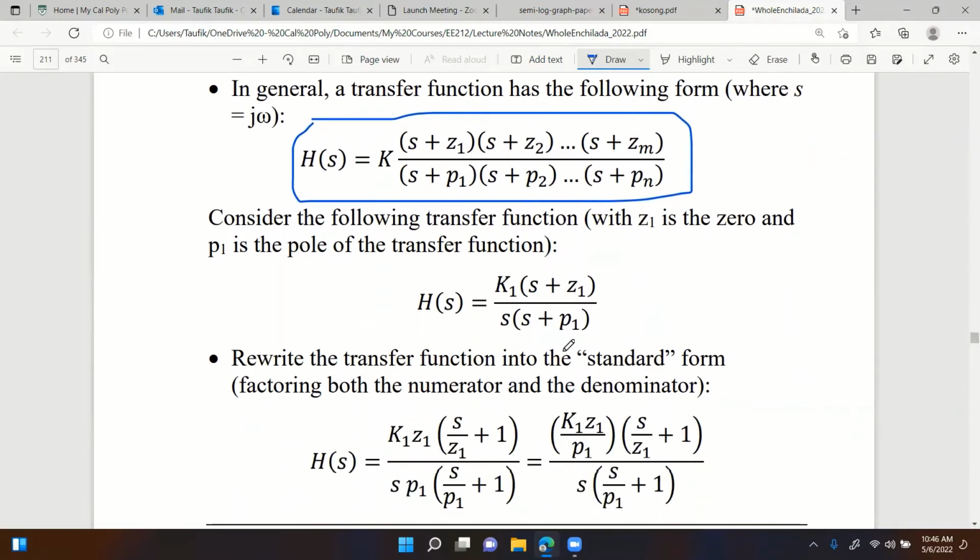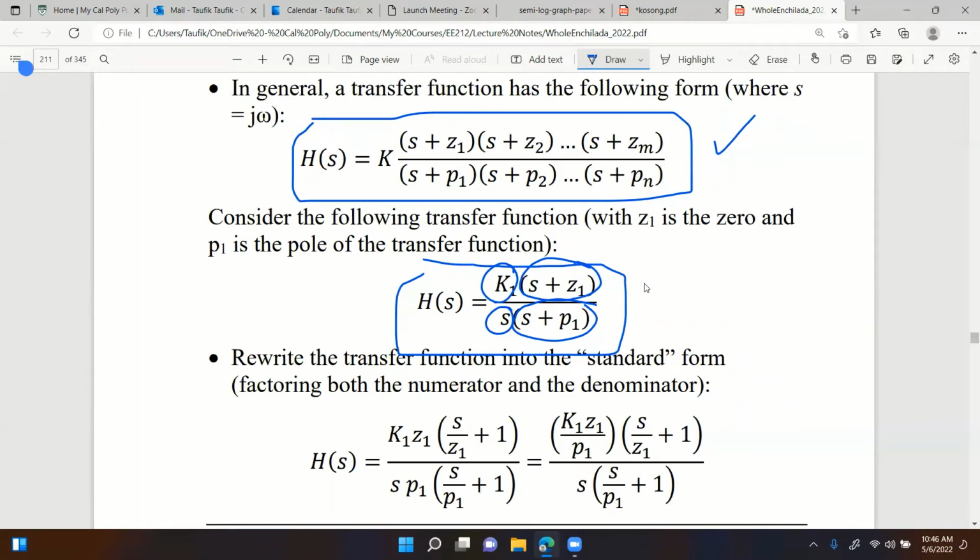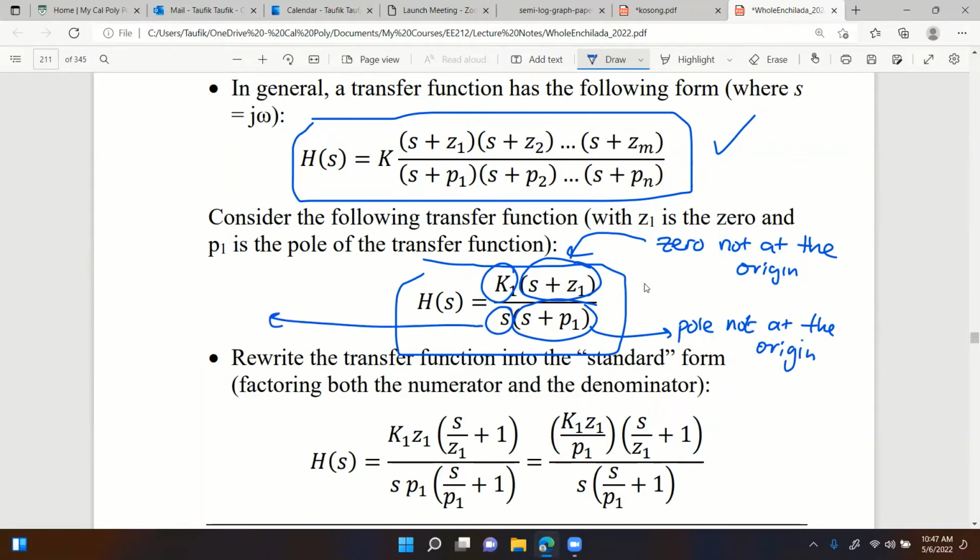But let's say, as an example, I have this form right here. How many terms do you have in this transfer function? I have 4 different terms: k1, s plus z1, s plus p1, and s. If you see s plus z1 in the numerator, this is what we call a zero not at the origin. If you see s plus p1 in the denominator, then we call that a pole not at the origin. And if you see s by itself in the denominator, we call that a pole at the origin.